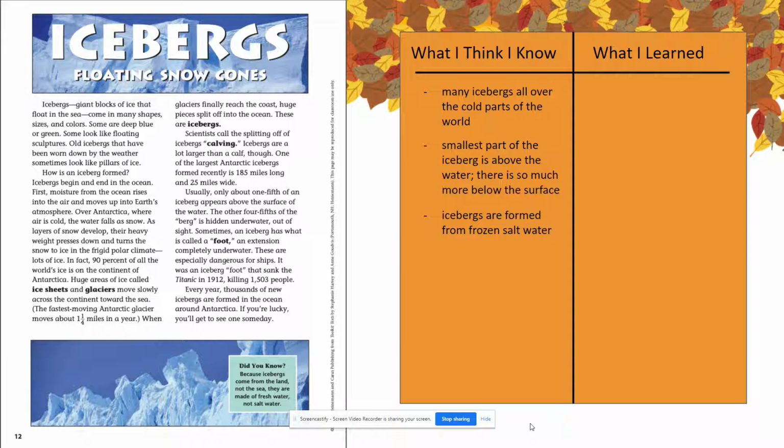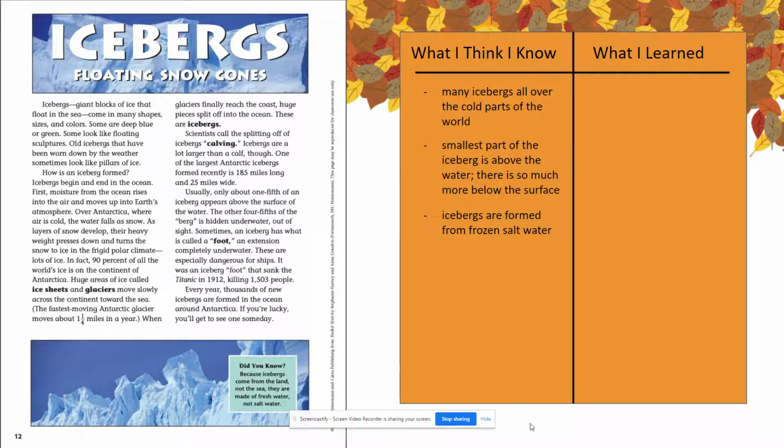First, moisture from the ocean rises into the air and moves up into the Earth's atmosphere. Over Antarctica, where the air is cold, the water falls as snow. As layers of snow develop, their heavy weight presses down and turns the snow into ice in the frigid polar climate. Lots of ice. In fact, 90% of all the world's ice is on the continent of Antarctica.